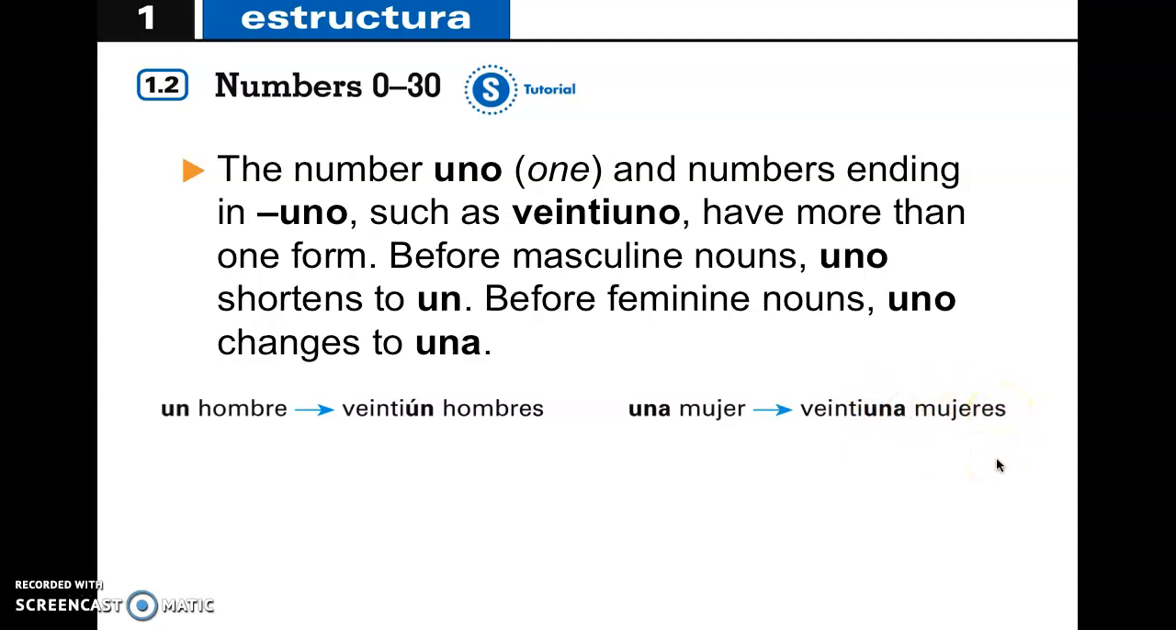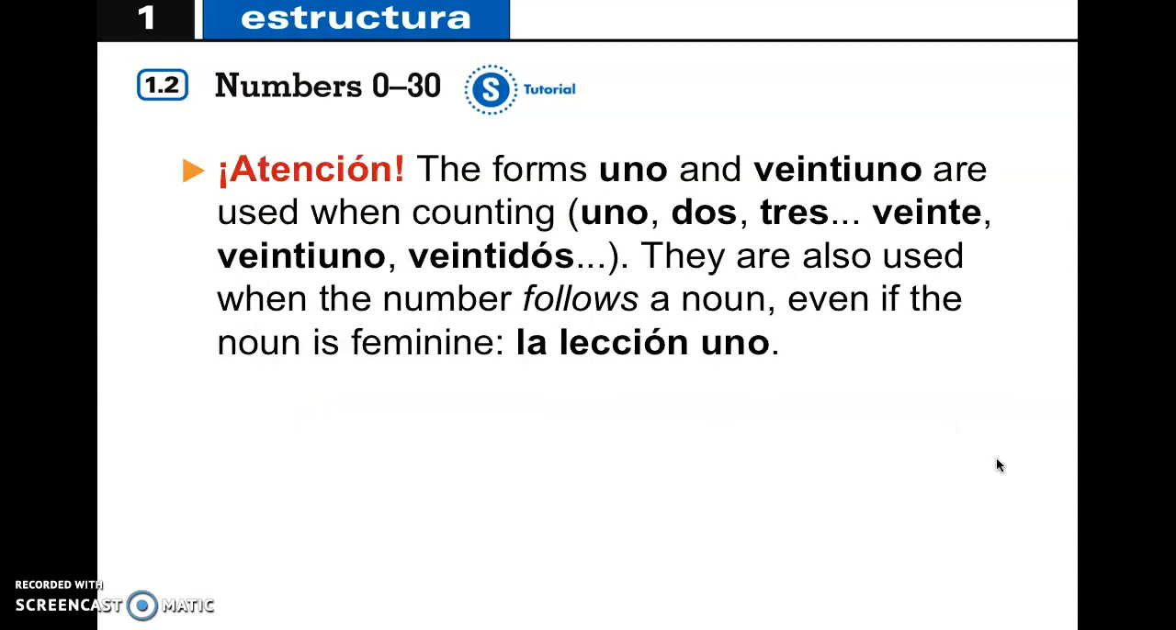Okay, we'll talk about that another time, but just remember, if the number 1, 21, etc. is in front of a masculine noun, it's shortened. If it's in front of a feminine noun, it adds an A instead of an O. So before you get confused, uno and veintiuno are used when you say numbers, right? So if you go through the list and you just want to say uno, dos, tres, blah, blah, 21, 22, 23, okay, there it maintains itself. It's only if it's in front of a noun, okay?